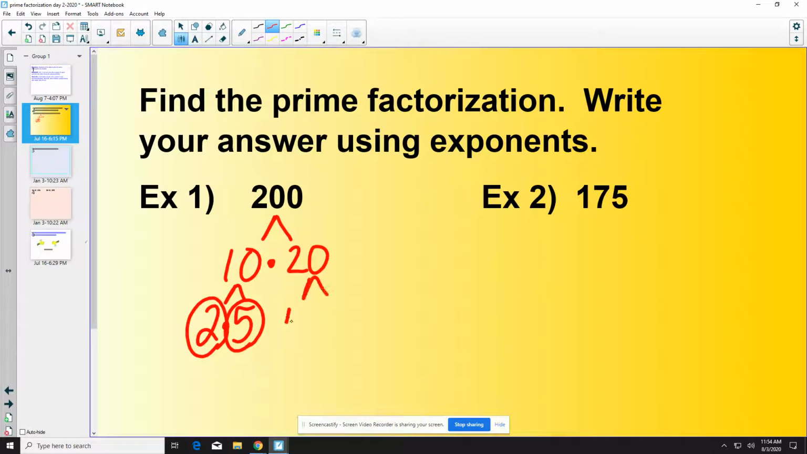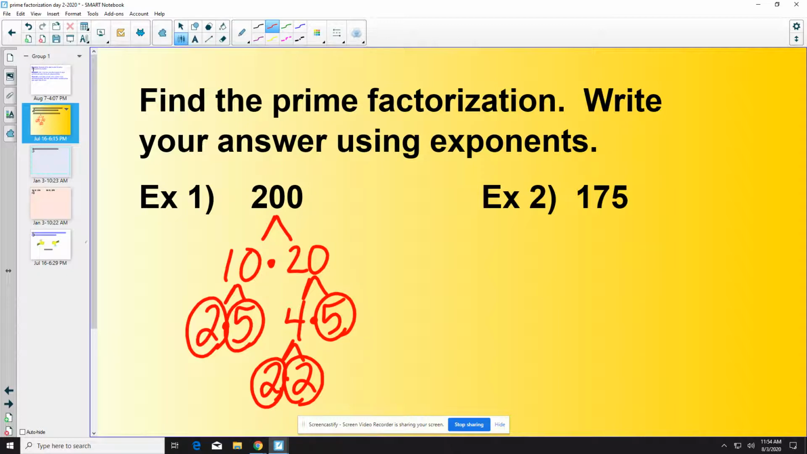Well, yes, I could do 4 times 5. I could have also done 2 times 10, but I chose 4 times 5. Now I'm going to ask myself, is 4 prime? No, because I could take 2 times 2 to get 4. So I'm breaking down my 4 into 2 times 2. I know 2's are prime because only 1 times 2 is 2. And 5 is prime, I'm going to circle it.